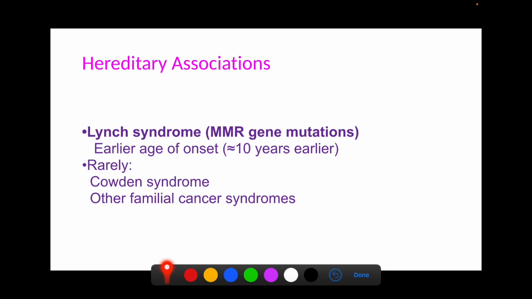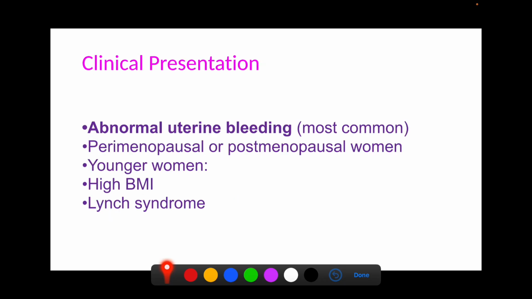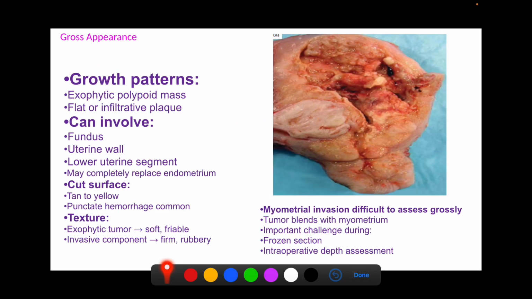Hereditary associations are Lynch syndrome, Cowden syndrome, and other familial cancer syndromes. Clinically, patients present with abnormal uterine bleeding, in perimenopausal or postmenopausal women. In younger women, if it is present, they either have high BMI or the presence of Lynch syndrome.